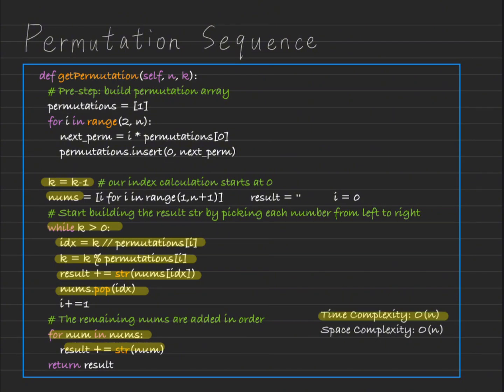The final time complexity is O of n if removing from the list is O of 1. And the final space complexity is also O of n.